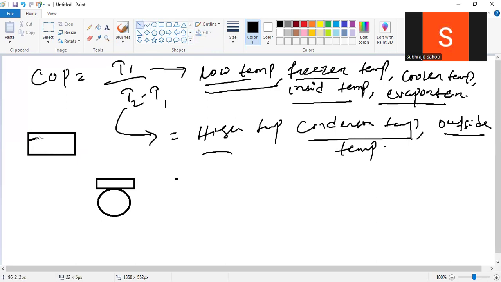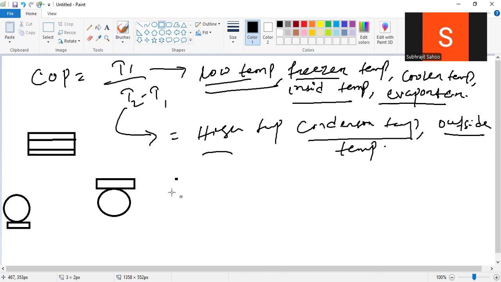Okay, these are called condenser linings. This is called the condenser. And this one is called the expansion device, right?